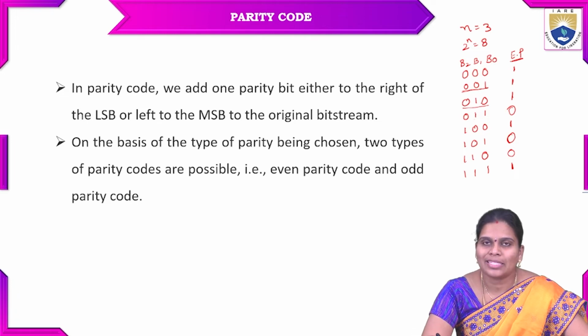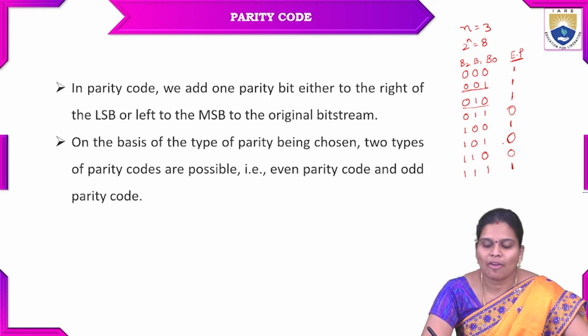Okay. So based on the number of ones, we have to give the even parity as 0 or 1. If the number of ones is even, that will be 0. If the number of ones is not even, that will be 1.